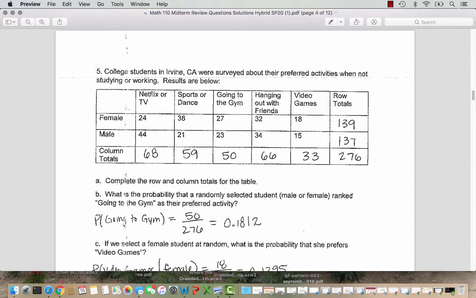So here, one of our variables is the gender, and our other variable is the preferred activity. All right, so you can check your values to make sure your column totals and row totals match mine.